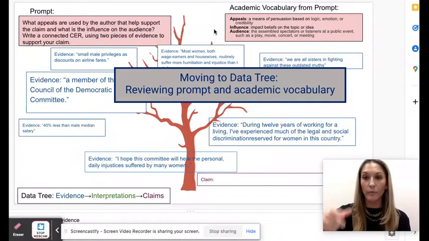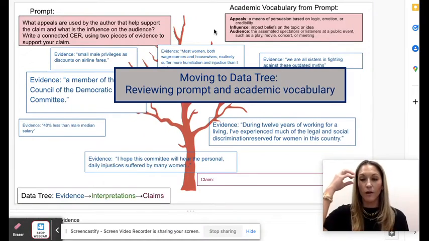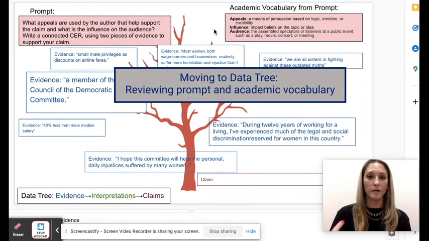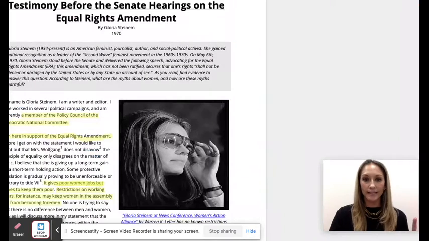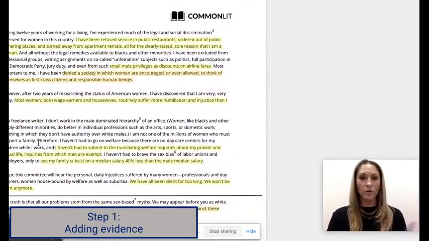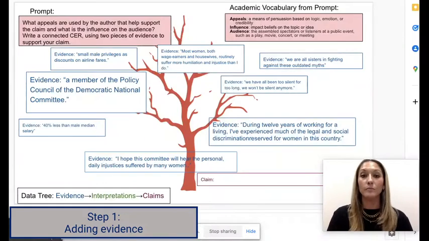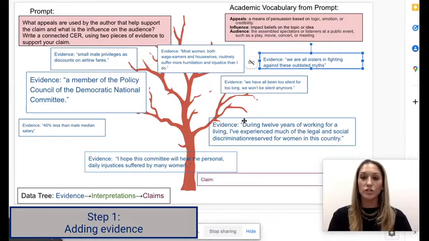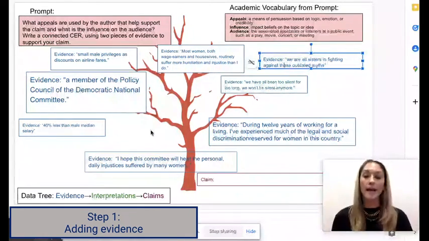I write that down as my brain dump, and I know that that's my charge as I'm reading an argumentative text. It just acts as a reminder so I can use that academic vocabulary in my response. As I'm reading my text, remember all of these things that I highlighted that I thought would answer my prompt question? I am simply going to copy them over into these evidence boxes on my data tree. There's no rhyme or reason to it. I'm not categorizing yet. I'm just taking that information that I thought might answer that question and putting it in my evidence boxes on my data tree for step 1.